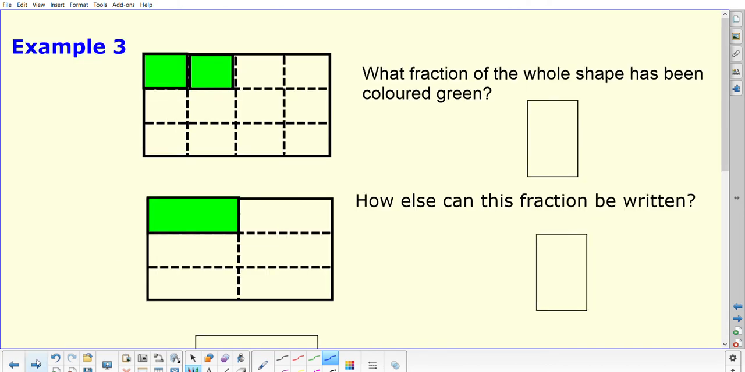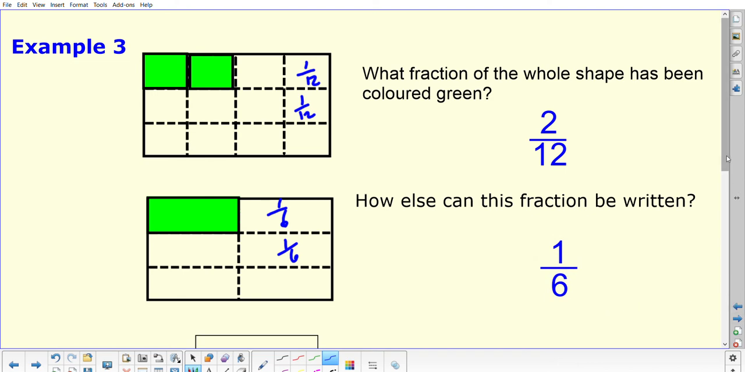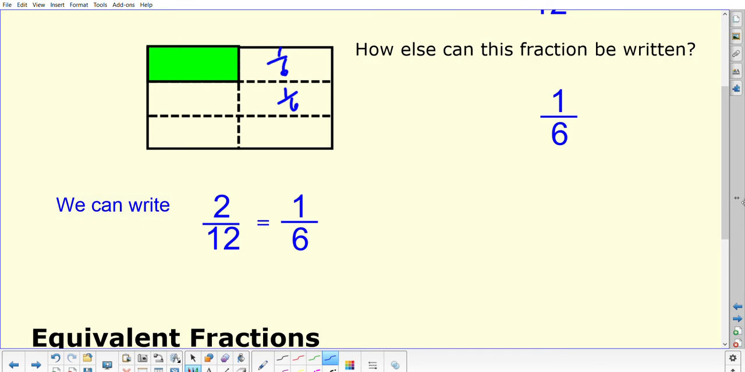In this example here, again we've still got our 12 pieces. What fraction of the whole shape has been coloured in green? Hopefully you can see that that's 2 pieces of the 12, so 2/12. The second picture shows the exact same shape divided up into bigger chunks. In this top one, each of the little pieces is worth a twelfth, because there's 12 altogether. In this bottom one, each of the little pieces is worth a sixth, because there's 6 of them. So what we can see is that 2 of these smaller pieces is the same as 1 of these bigger pieces. So 2/12 is the same thing as 1/6.